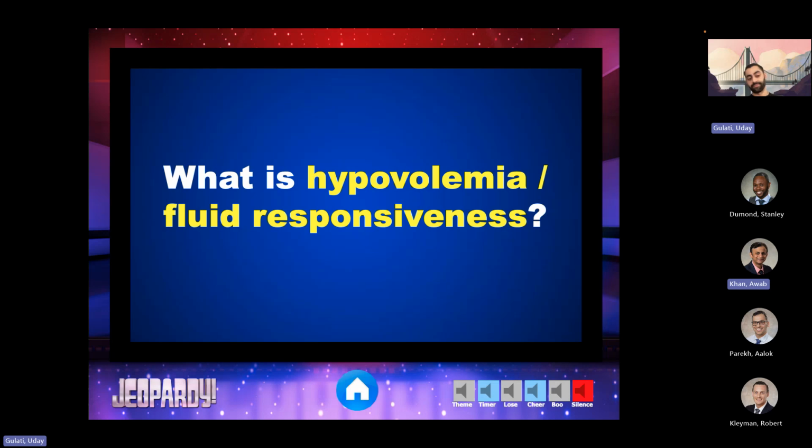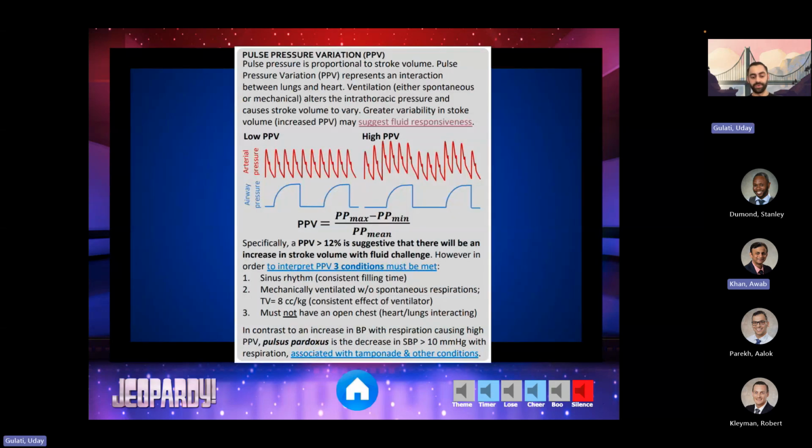If you increase the PEEP in a ventilated patient, you're just going to decrease preload. So if you're still seeing variation with a decreased preload, it would mean a real hypovolemia. Yeah, just more obvious.